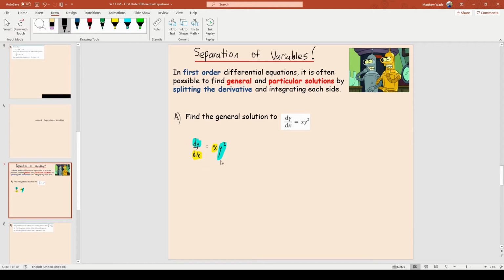Here we go. We're going to want to rewrite it so that the x's are with the dx's and the y's are with the dy's. Well, here's what I'm going to do. I'm going to times dx up to be with the x, and I'm going to divide y squared down to be with the dy. So what you're going to find is that you're going to get 1 over y squared dy equals x dx. Happy days with that, buddies?